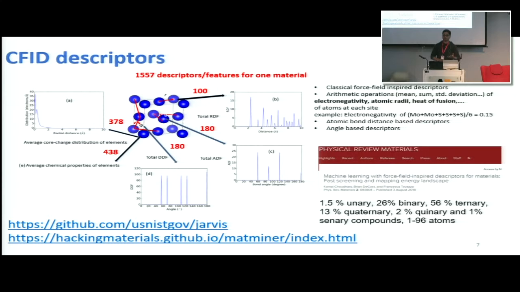But suppose you have aluminum oxide. Aluminum oxide has both alpha and beta phases. You cannot distinguish them based on only chemical descriptors. You have to add structural descriptors. For structure-wise, there are 3 kinds of structural descriptors we use.